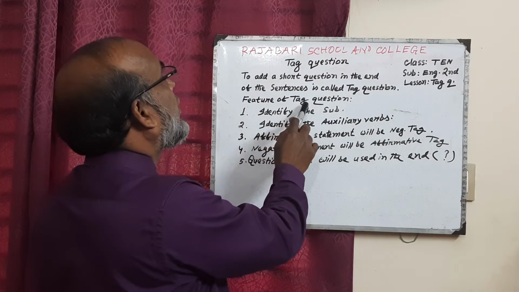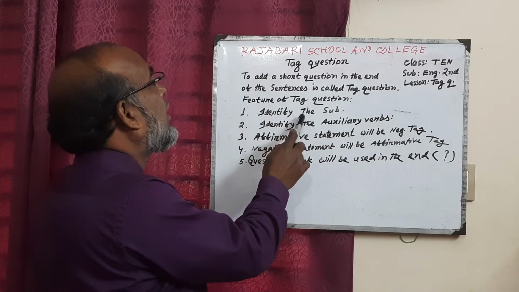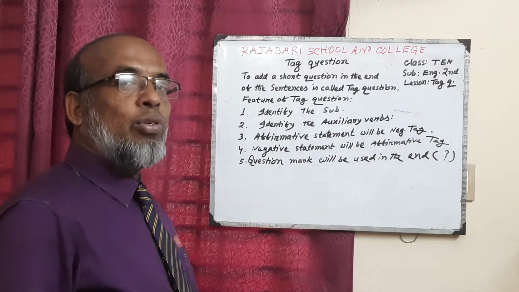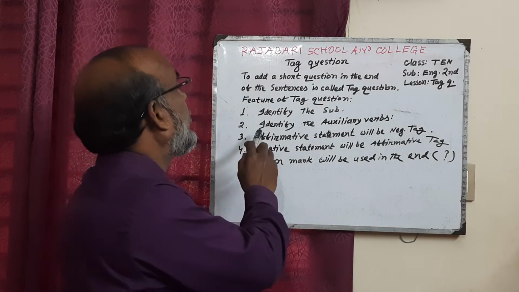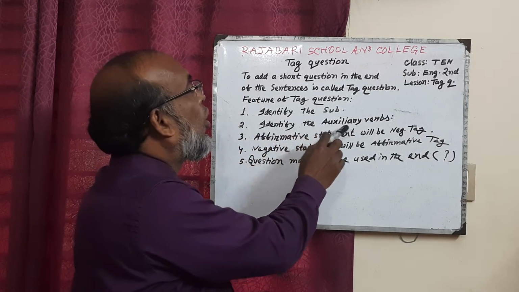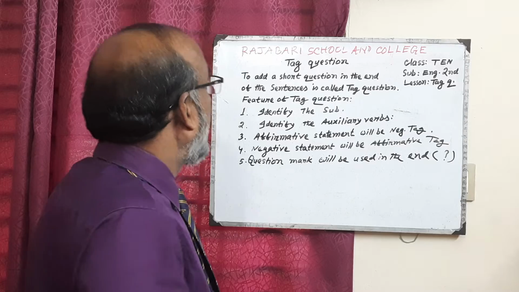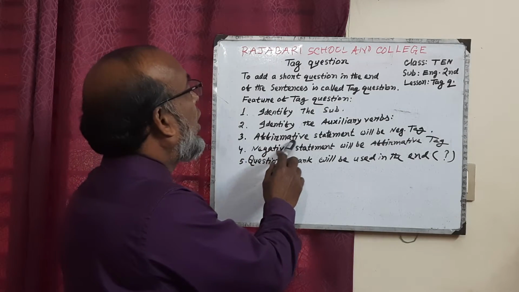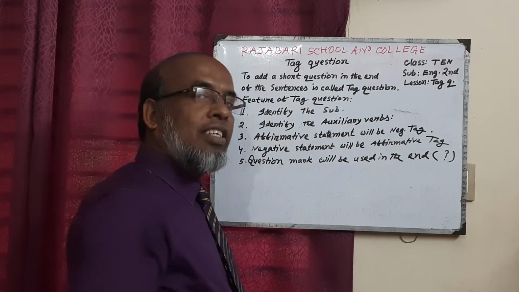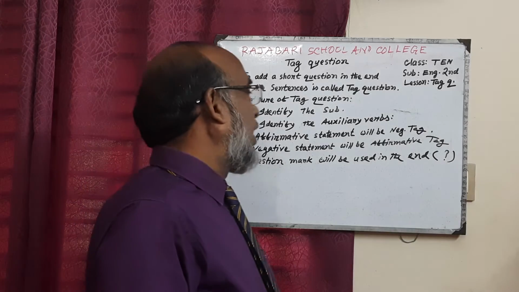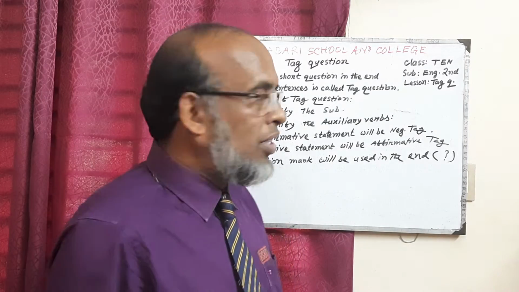Features of tag question. Number one, identify the subject. You have to identify the subject firstly. Then, number two, identify the auxiliary verbs. Number three, affirmative statement will be negative tag. That means if you see an affirmative sentence, then the tag question will be negative.